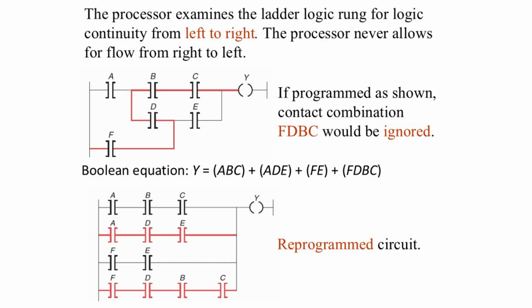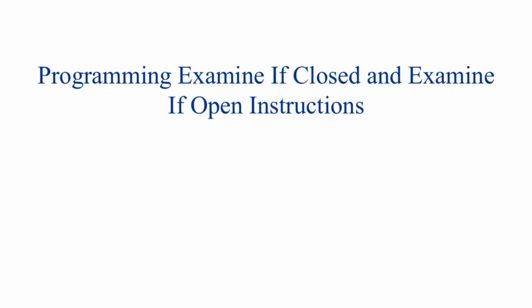This example reinforces a crucial habit in PLC programming. Always design your logic to flow consistently left to right, never vertically or backward, so that the controller can interpret and execute your instructions correctly. Now let's take a moment to review two of the most frequently used PLC input instructions: the examine if closed and the examine if open instructions.